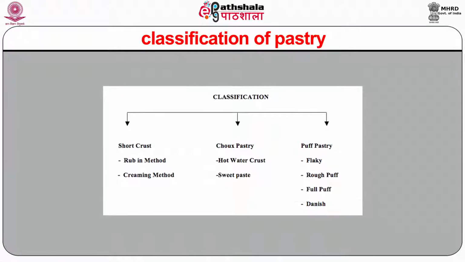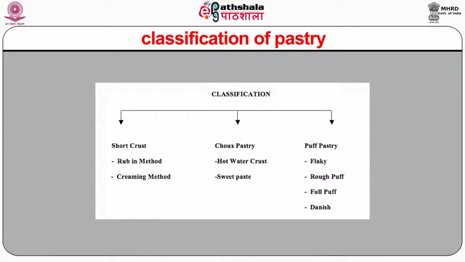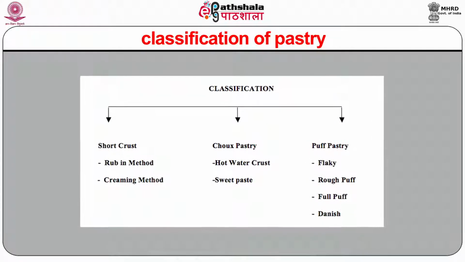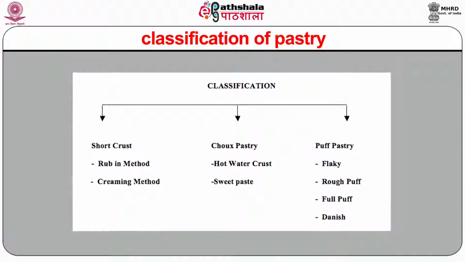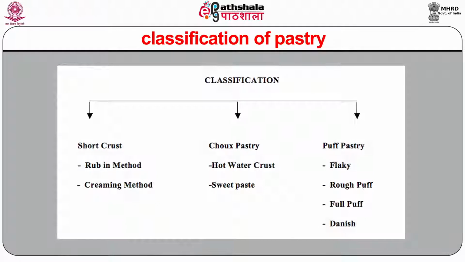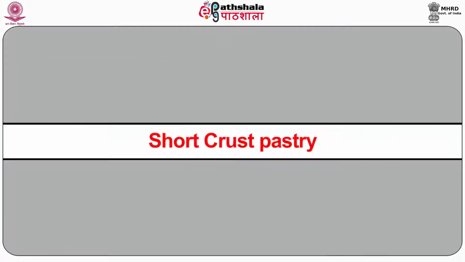Classification of pastry. Short crust, choux pastry, puff pastry. Short crust: rub-in method, creaming method. Choux pastry: hot water crust, sweet paste. Puff pastry: flaky, rough puff, full puff, Danish. Short crust pastry. Rub-in method.